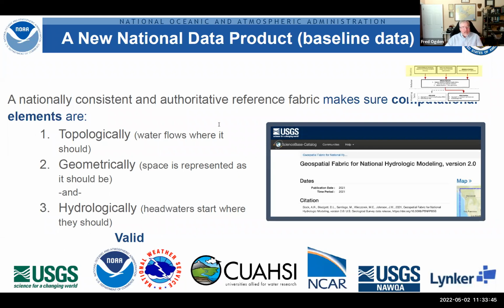The elements are topologically correct, so the water flows where it should, geometrically correct, so space is represented as it should be. If we merge basins, if we have to get rid of a tiny catchment, we merge it with a bigger neighbor and we preserve area in that way. And then hydrologically correct so that the headwaters start where they should. And this work is being led by David Blodgett and the group at the USGS and Mike Johnson, who's working with us on this project. And you can see there's a lot of different partners involved at the bottom of this slide. Next slide.